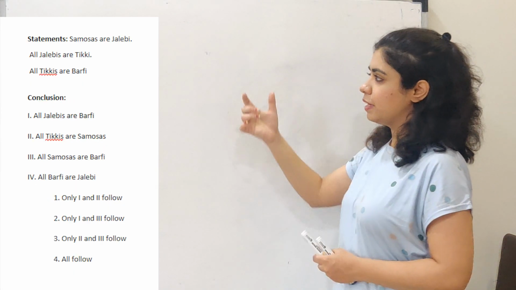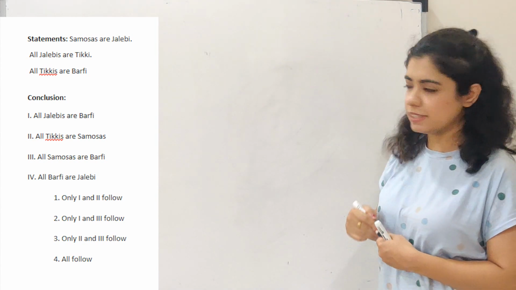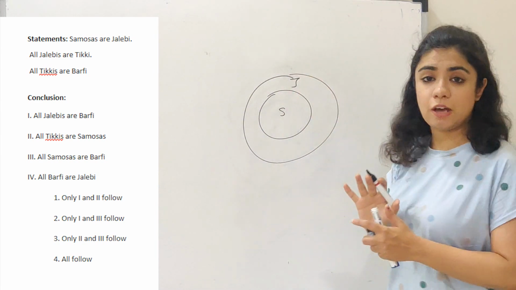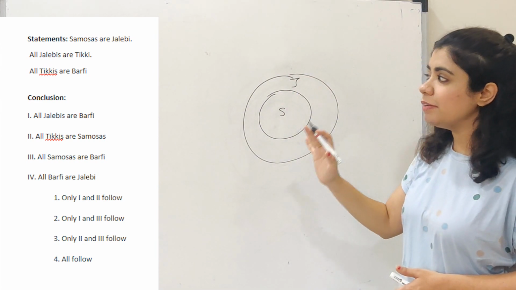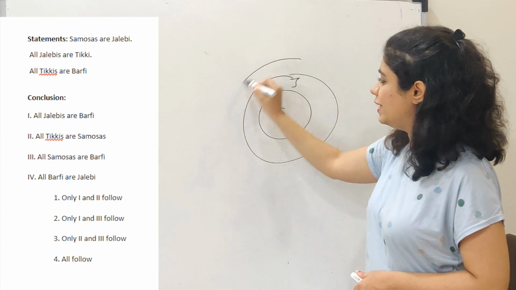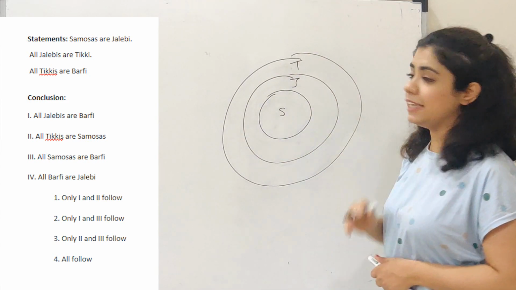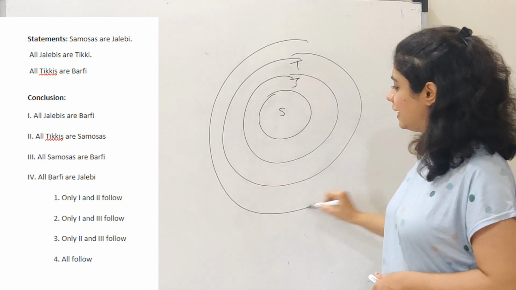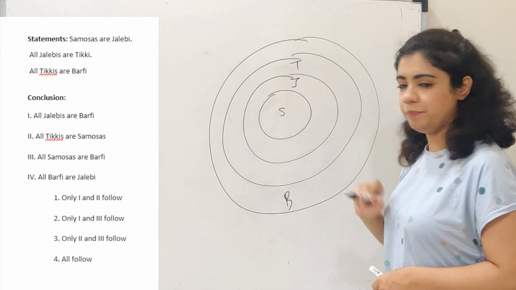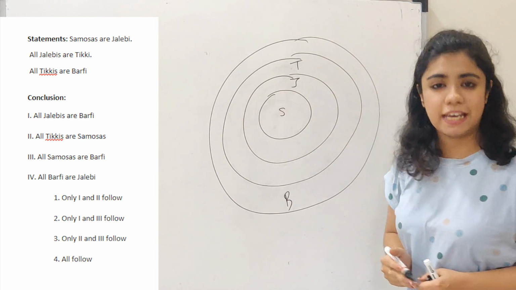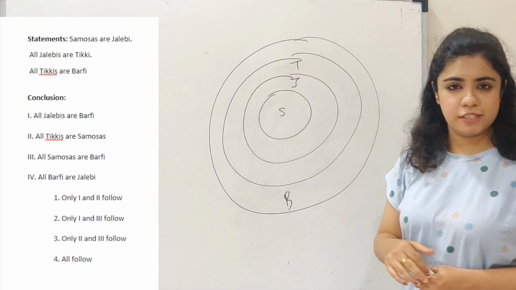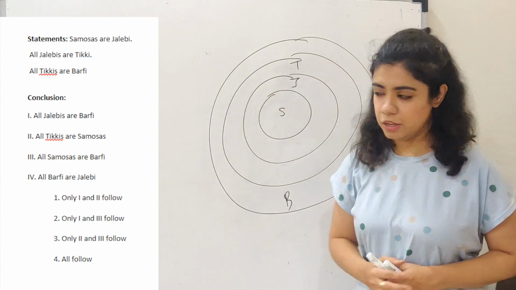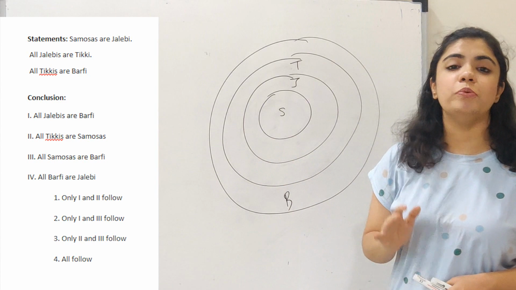What does it say? Samosas are jalebis. This is how we'll draw it. All jalebis are tikkis. And all tikkis are barfi. So this becomes your diagram. Now looking at the conclusions, here you have 4 conclusions and they've given you different kinds of options. So you have to determine which option is correct.